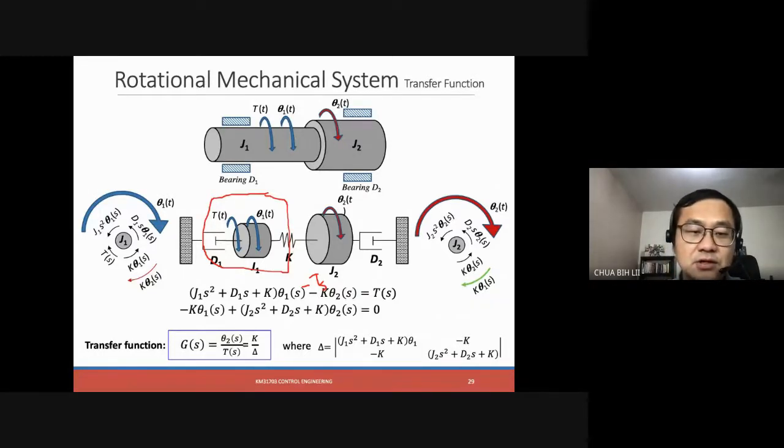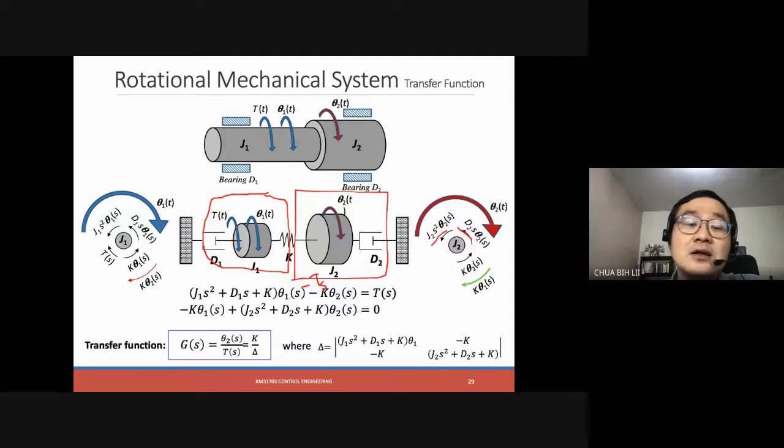Now we consider this second part. You have this K theta 2, and then we have the D2, as well as the rotational moment of inertia related to the J2. So three parts. This is when side number 2, theta 2, is rotating, where theta 1 is not rotating.